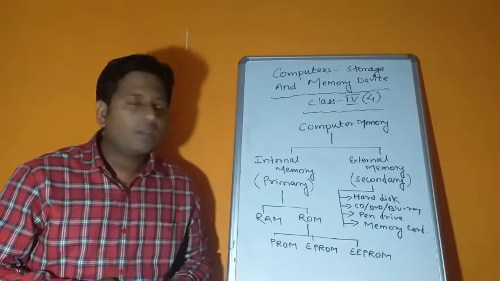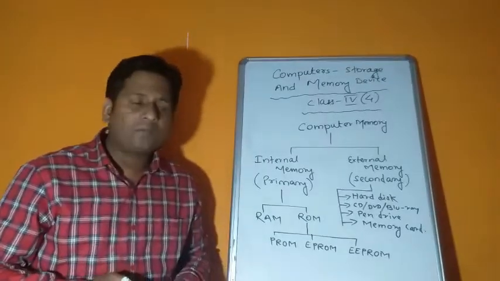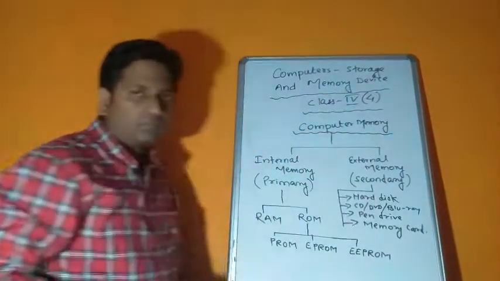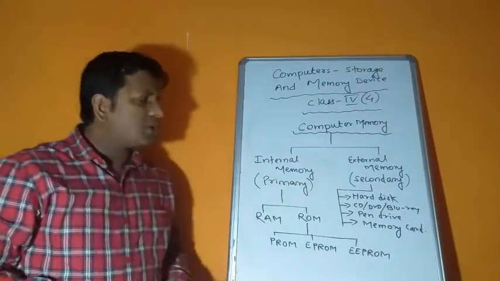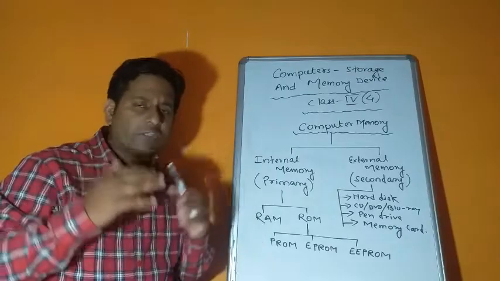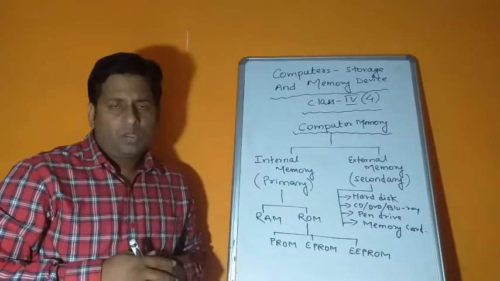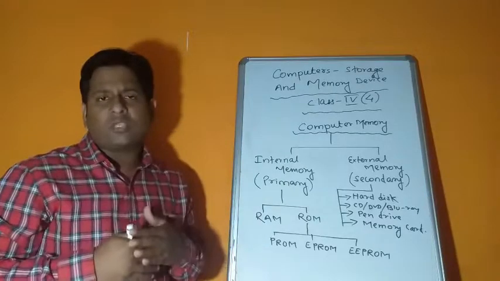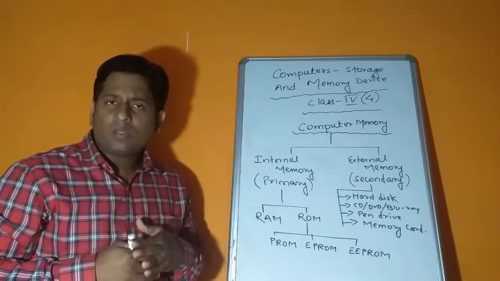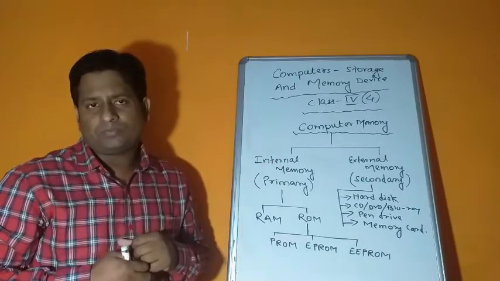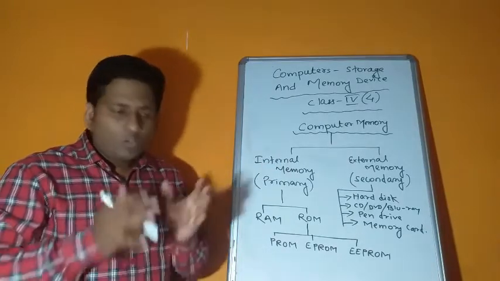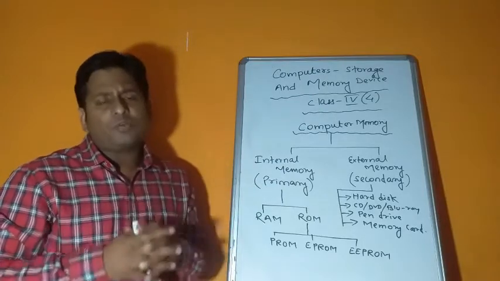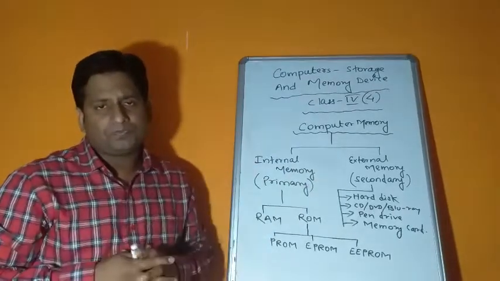Okay, children. So let's begin with today's topic: computer memory. This computer memory means the storage. Whatever we provide as input, or after the processing, whatever output is there, that can be stored in a computer. Based on this storage, the memory of a computer is categorized in two parts.